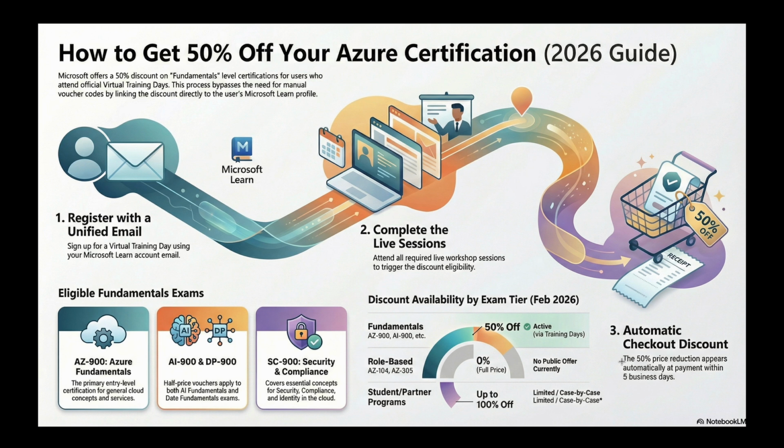AZ900 is for entire Azure fundamentals. AI900 is designed specifically for AI services offered in Azure. DP900 revolves around data fundamentals, and SC900 is for identity and access management security, right? So in this video, I'll show you exactly how to register for AZ900, and this process will work for all the fundamental exams. We'll be seeing registration, attending the session, getting the voucher, and then scheduling your exam.